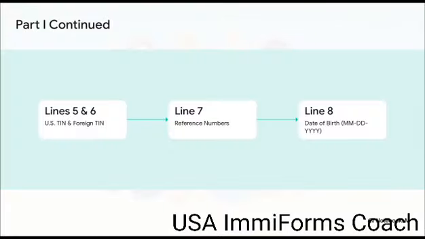Continuing right along through Part 1, lines 5 and 6A ask for your U.S. and foreign taxpayer identification numbers. Now, a relatively new addition is line 6B. You can actually check this box if your country of residence doesn't legally require you to obtain a foreign TIN. Line 7 is just for internal reference numbers, maybe your brokerage account number.